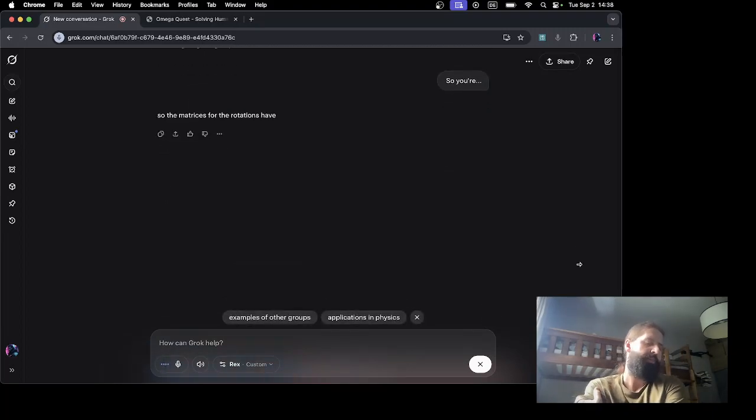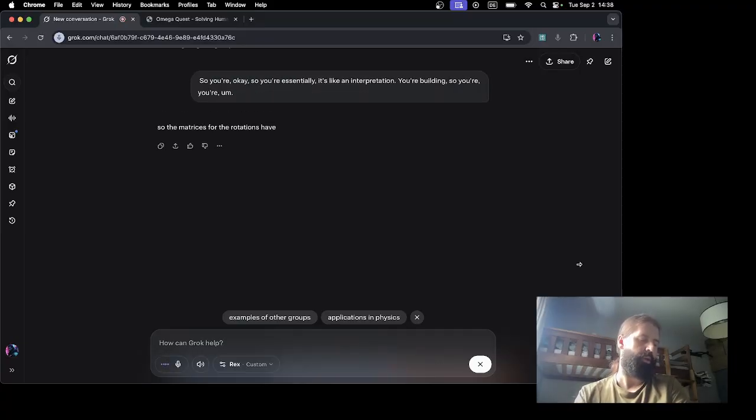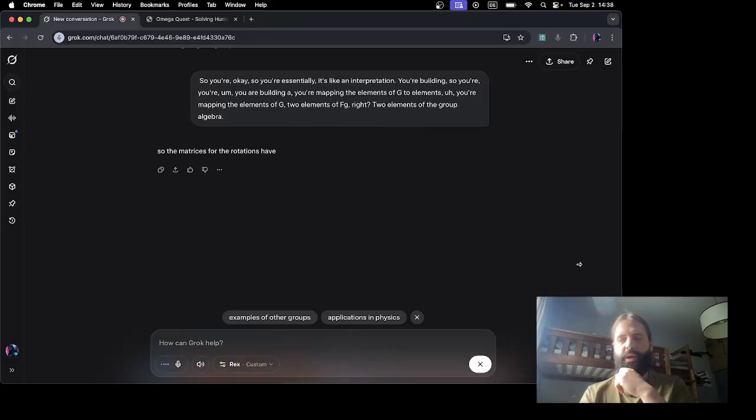Okay, so you're essentially, it's like an interpretation. You're building, you're mapping the elements of G to elements of FG, right? To elements of the group algebra. Is that right?